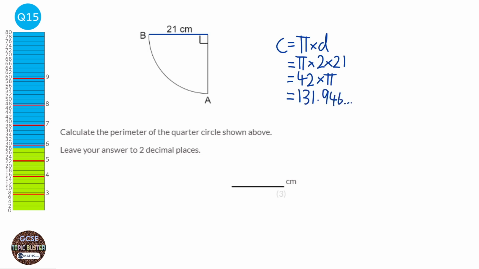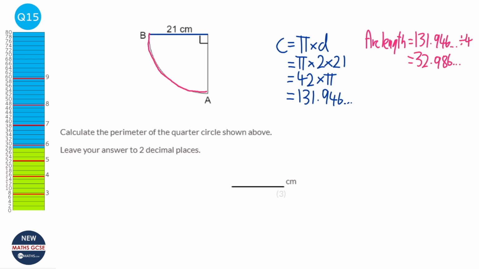Now, we don't have a full circle here. We've got to work out what fraction of a circle we have. Well, we obviously have a quarter of a circle. So to find the arc length, which is this part here, it's like a part of a circumference, to find the length of the arc, what we're going to do is just get that circumference and we're just going to divide it by 4. So we're going to get the 131.946, blah, blah, blah, and divide it by 4. When we do that, we get 32.986, blah, blah, blah.